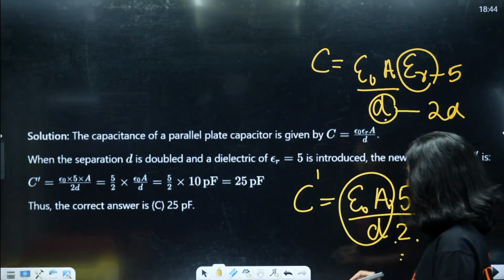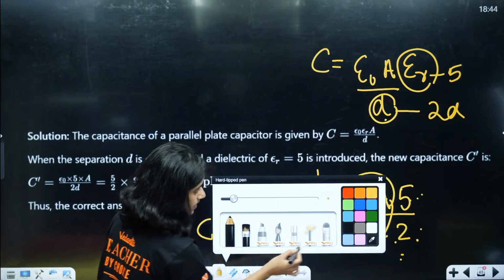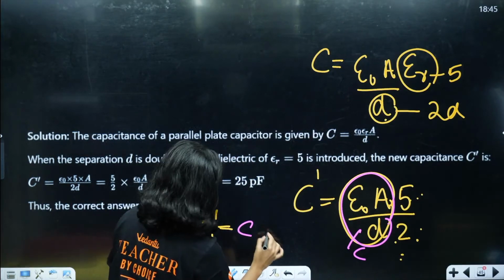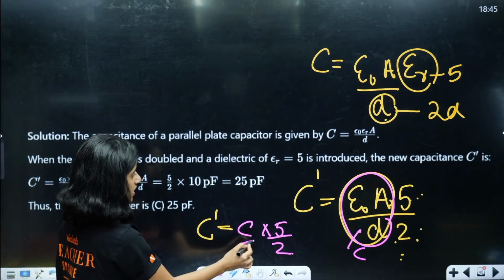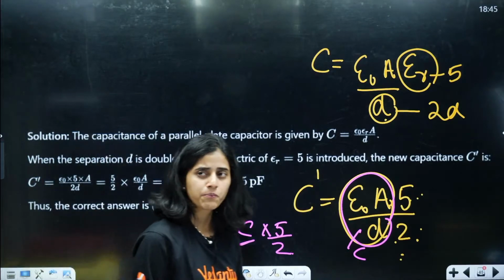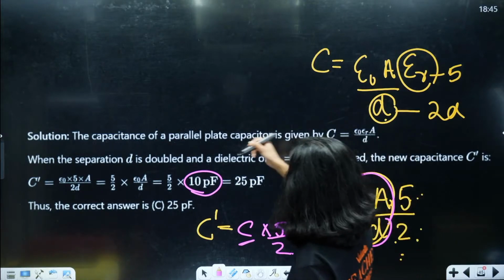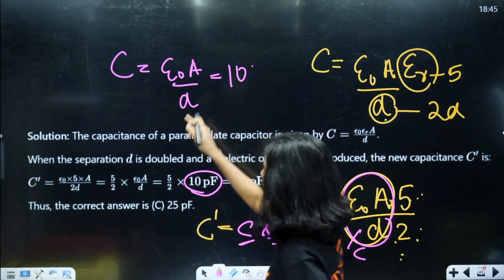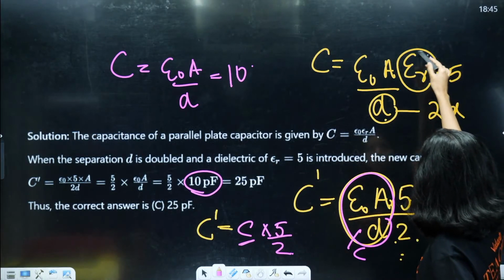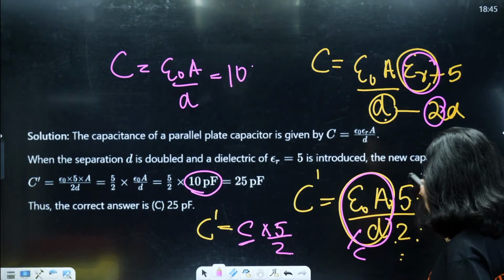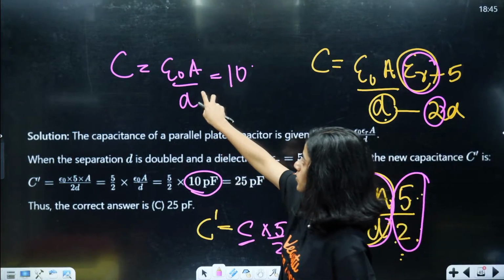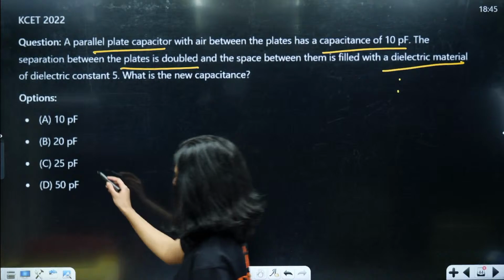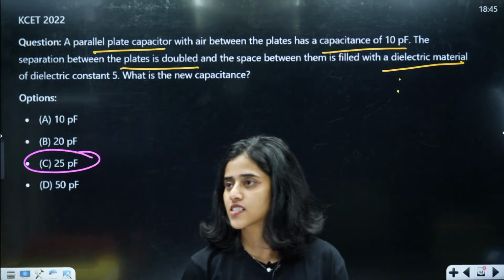So let's put this as C prime. C prime would be C into 5 by 2. And C is given to you as 10 picofarad in the question. Simple. You don't have to do a lot of math. You just have to know the first basic formula, epsilon naught A by D. This is given to you and then it's changed with respect to a dielectric and an increase in distance. So this 5 by 2 is added to the capacitance. That's all. Is this clear? The answer is option C. If you've all understood this, can you give me a thumbs up? Yes, Vaishali, very good. It's option C.